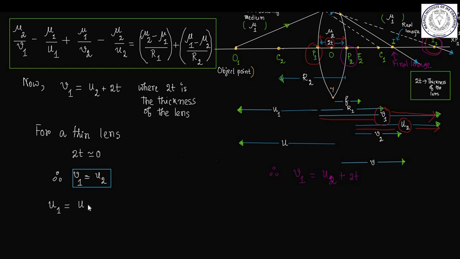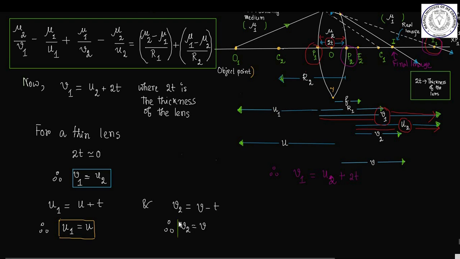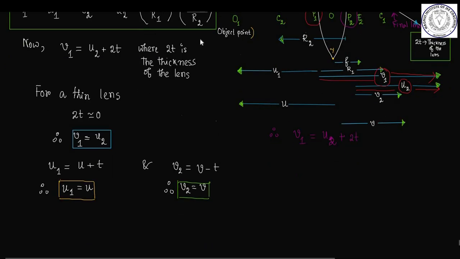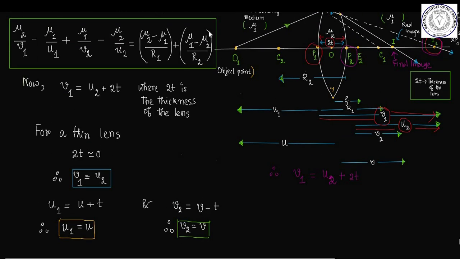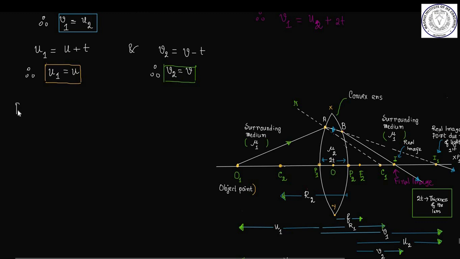Again, u1 is equal to u plus t. Therefore, u1 is approximately equal to u for a thin lens. And v2 can be written as v minus t. Therefore, v2 is also approximately equal to v for a thin lens. For a thin lens, v1 equals u2, u1 equals u, and v2 is equal to v.